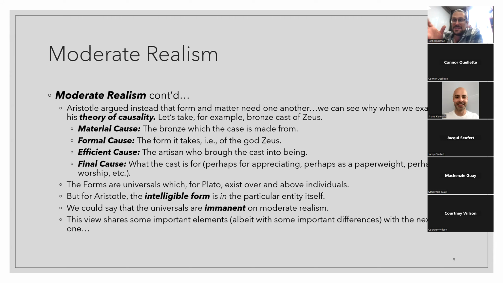But every entity, every object, every being, everything has to be made of matter, and it also has to have a form, but the form is in the matter, right? It's in the object. So you'll see with this example here, if we review this theory of causality.